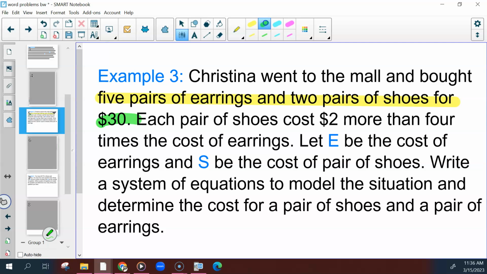$30 is going to be a total. Anything else we find important? Lily? Yeah, that entire sentence is important. Anything else? Nature?